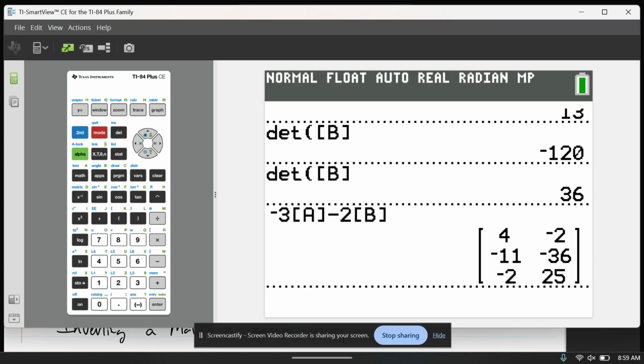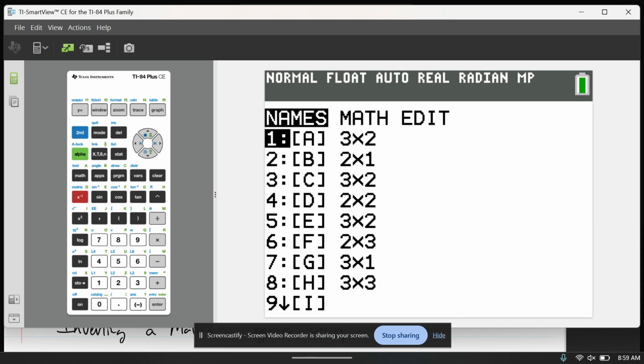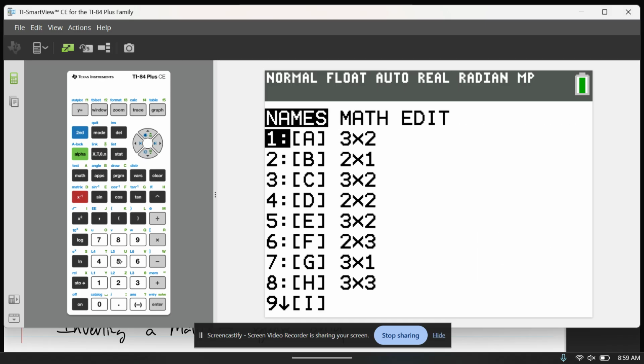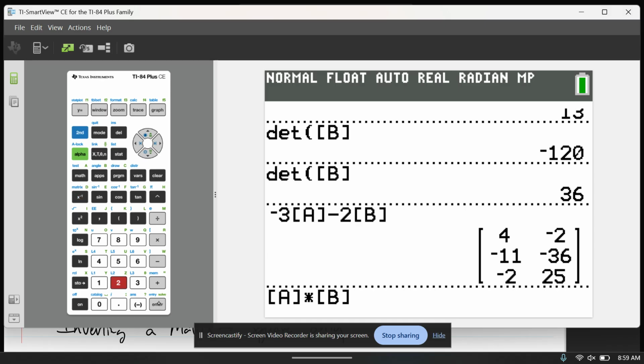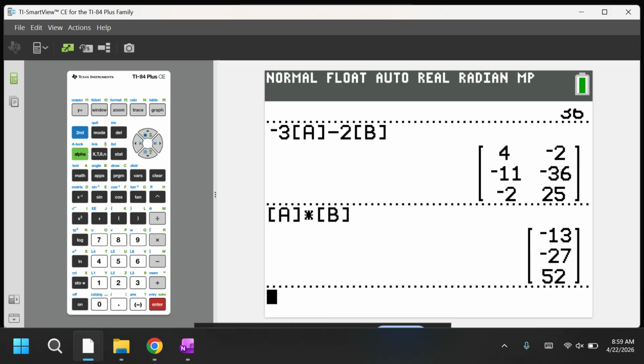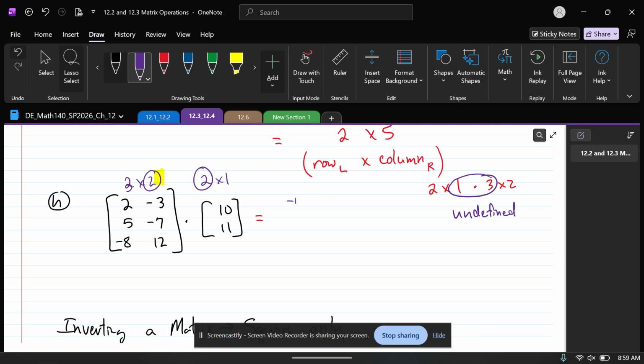Then I'm just going to tell my calculator matrix A times matrix B. I don't think you even have to put the multiplication symbol in there, but I always do out of habit. And there we get a 3 by 1 left over. Negative 13, negative 27, negative 52. So matrix multiplication, put that in the calculator.